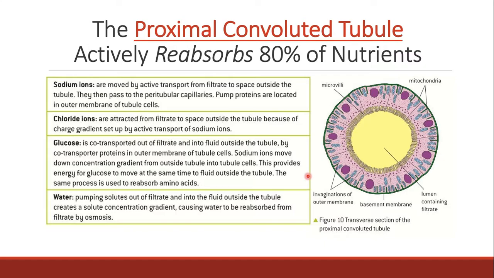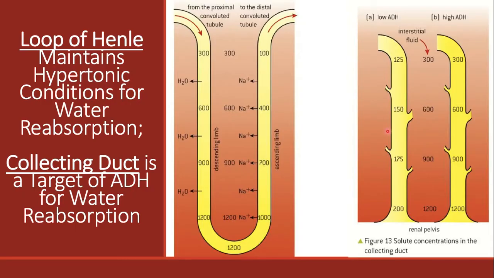But anyway, the PCT is going to reabsorb a lot of the nutrients. So remember, we dumped a bunch of stuff that could fit into Bowman's capsule through ultrafiltration, and now we want to steal that stuff back because we actually want to keep it. The things that we didn't steal back, urea. Urea is still sitting here. Okay. Then we make our way along the tubule and we go to the loop of Henle.